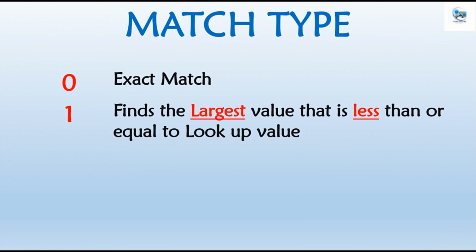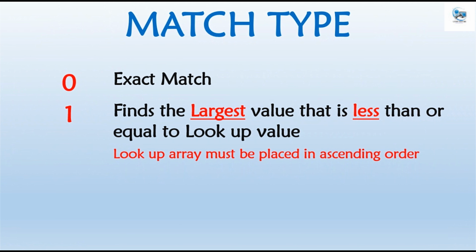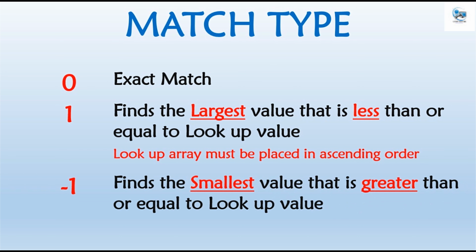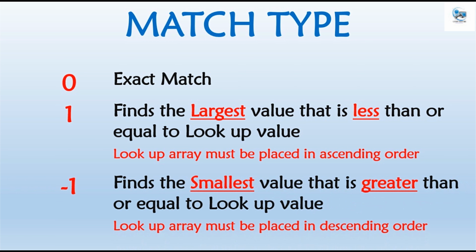Again for match types: 0 for exact match. 1 finds the largest value that is less than or equal to the lookup value; the lookup array must be placed in ascending order. -1 finds the smallest value that is greater than or equal to the lookup value; the lookup array must be placed in descending order.